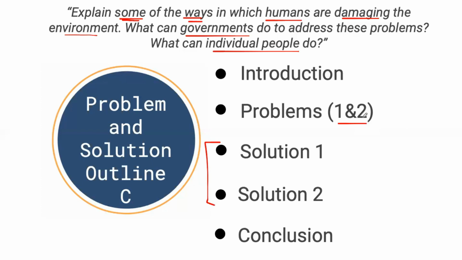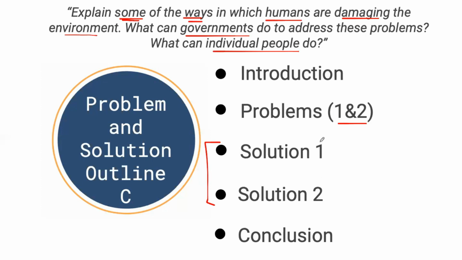So you'll have to think of 2 problems, 2 ways in which humans are damaging the environment. And we can put this in 1 paragraph because, again, the test takers are most interested in your ability to create solutions in the amount of time you're given for this writing prompt.